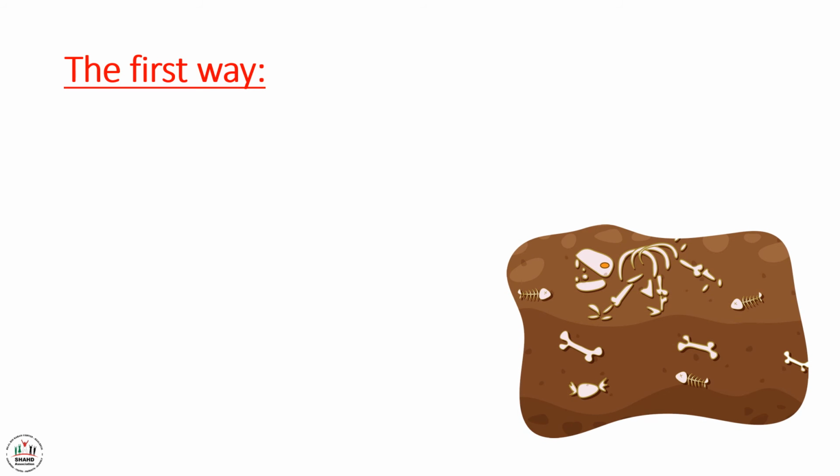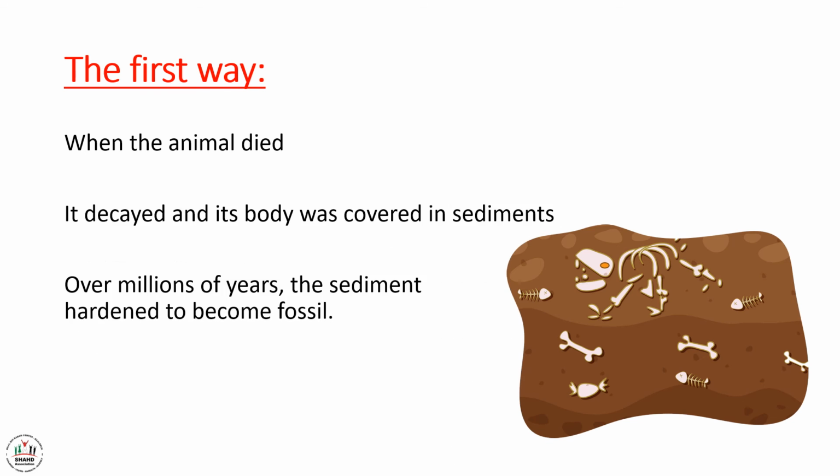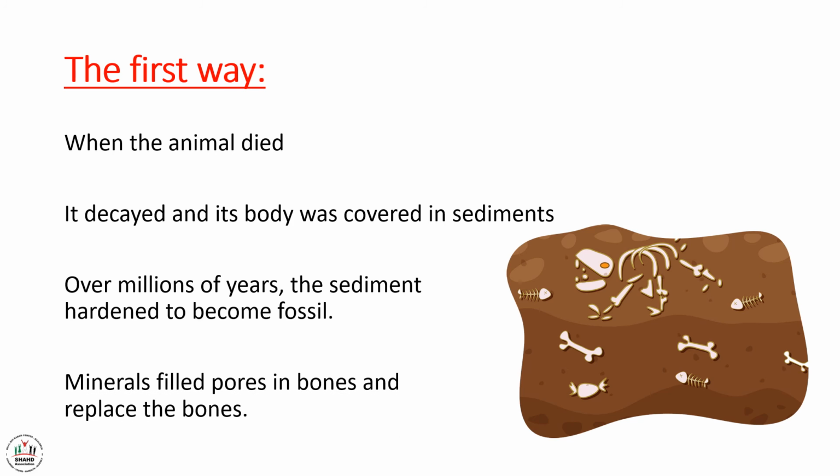The first way a plant or animal would become a fossil is when the animal died, it decayed, and its body was covered in sediments. Over millions of years, the sediment hardened to become fossil. Minerals filled pores in bones and replaced the bones.